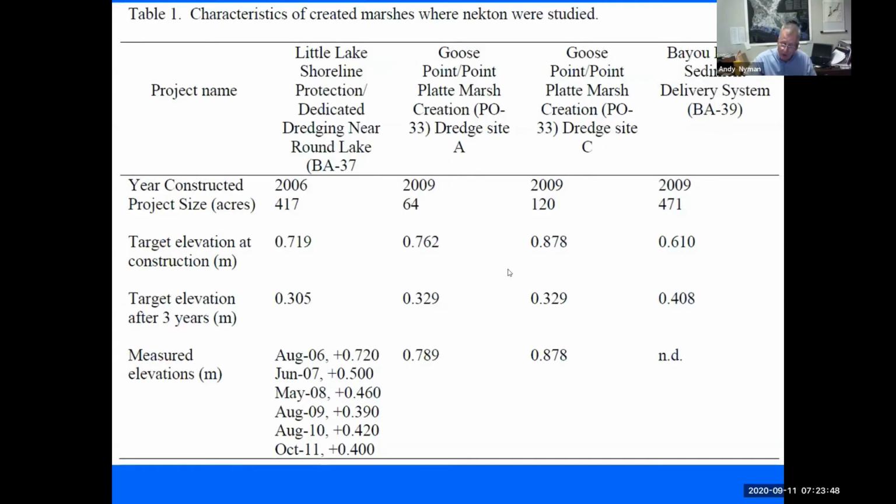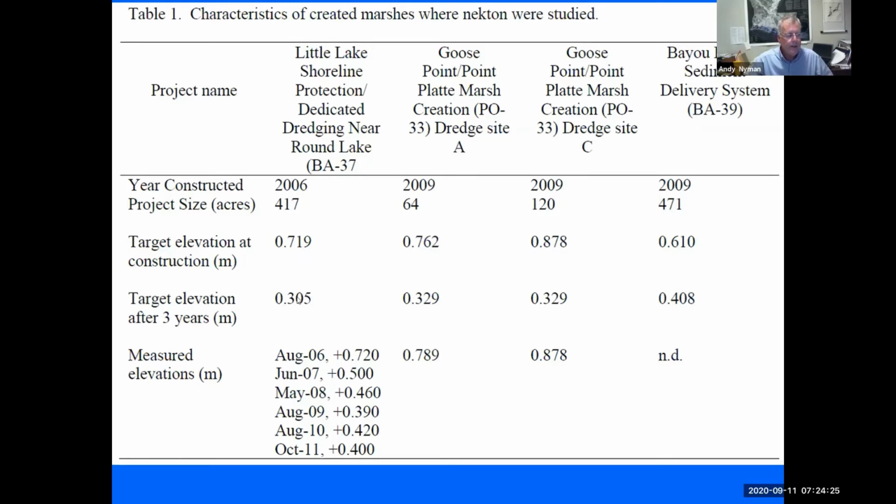All right. But first, before I show you the fish data, let me give you a little overview of what these projects look like. They were constructed 2009 to 2006. They range from less than 100 acres to almost 500 acres in size. Here's a target elevation at construction. And all pretty high up there. This is 70 centimeters above roughly 0, which you can roughly think of as mean water level, although that's not what it is. We don't need to get into elevation datum right here. But notice after 3 years, they have a lower target elevation.